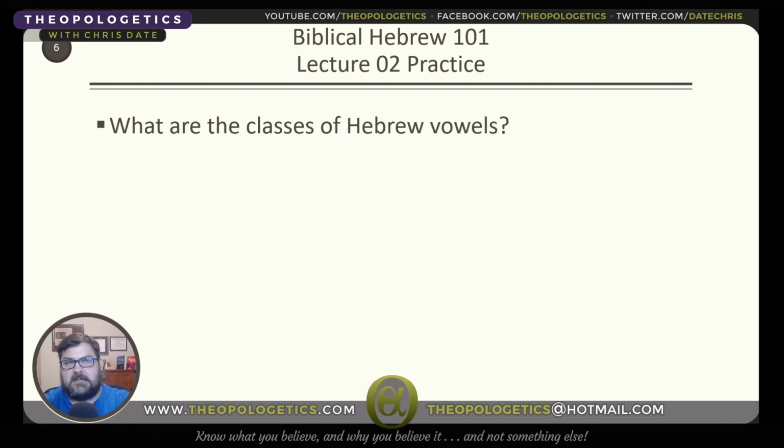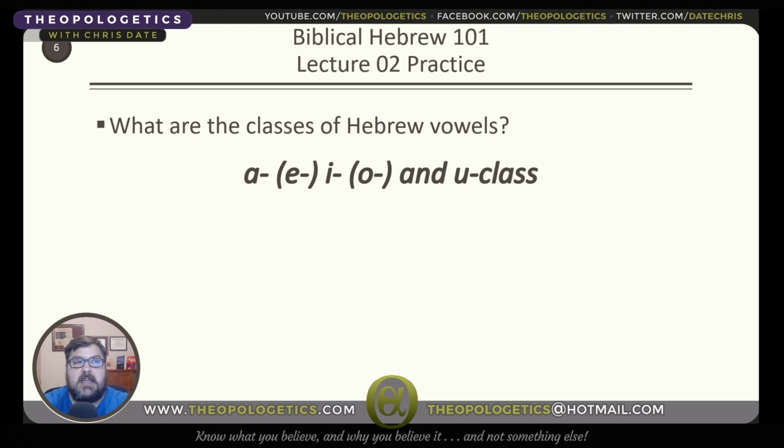What are the classes of Hebrew vowels? This is something of a tricky answer because there are two possible answers. One answer is the three-class system: A, I, and U. A class, I class, and U class. Your grammar, however, uses a five-class system, the A, E, I, O, and U class system. Obviously, in either case, they're named after the English vowels A, E, I, O, and U.